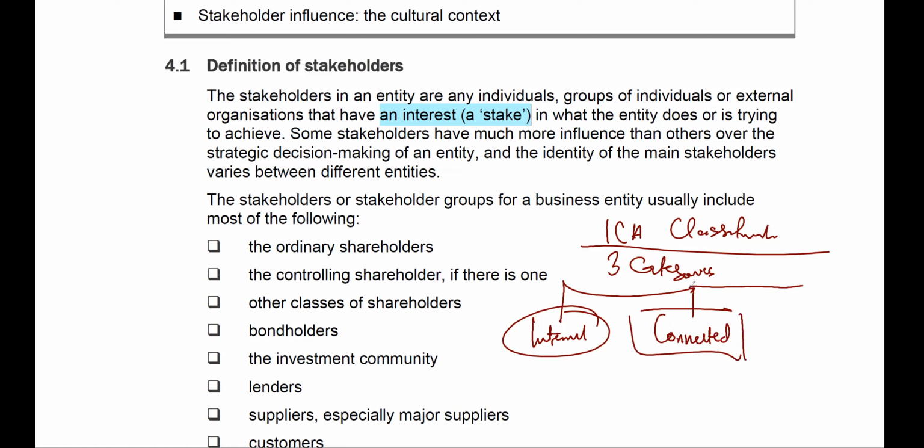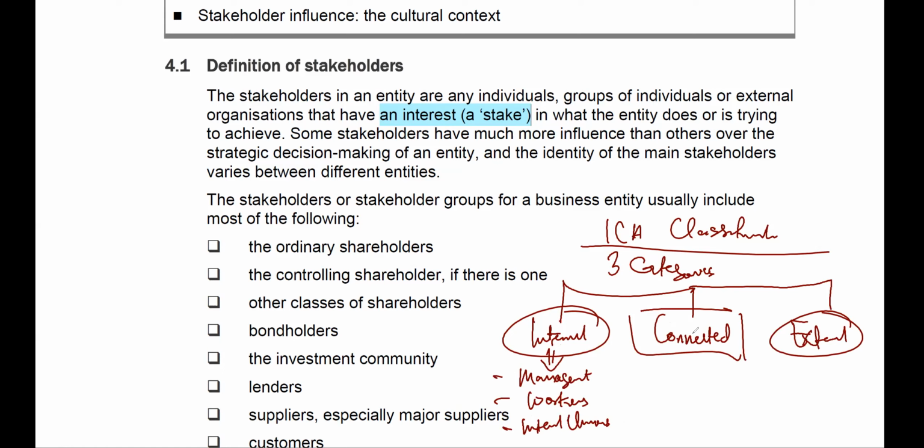And then we have those who do not have any link but are external to the company. We call them what? External stakeholders. So internal are those who work within the organization. So we are talking about staff, higher staff, management, and then the workers. And there may be some internal unions, labor unions. Then we have connected stakeholders.